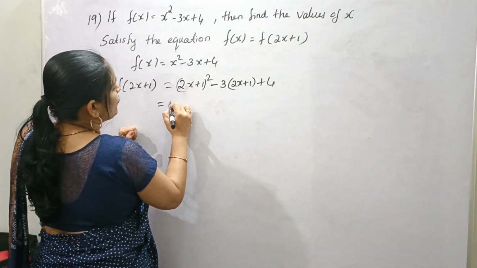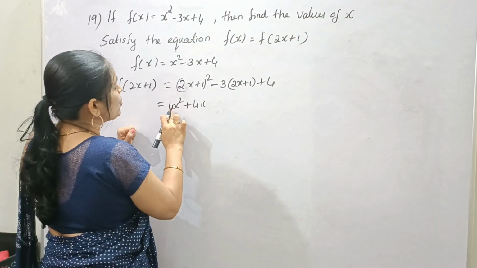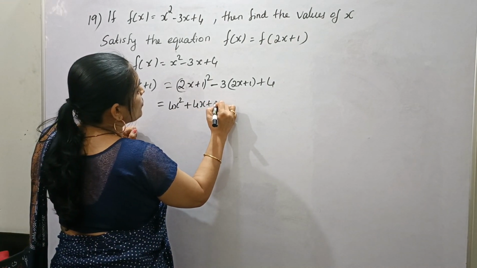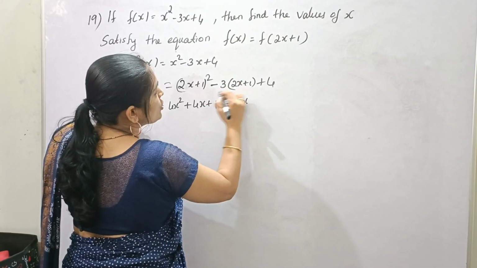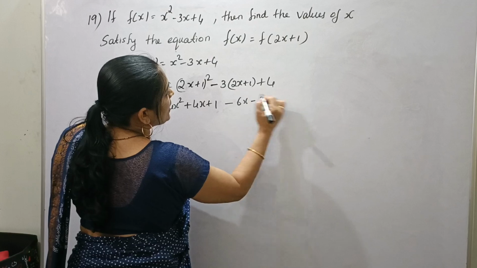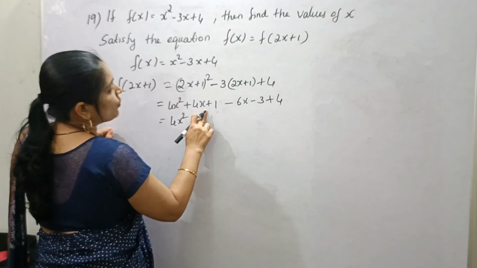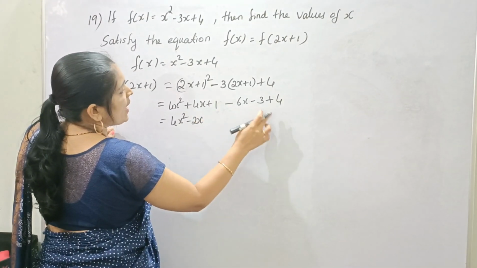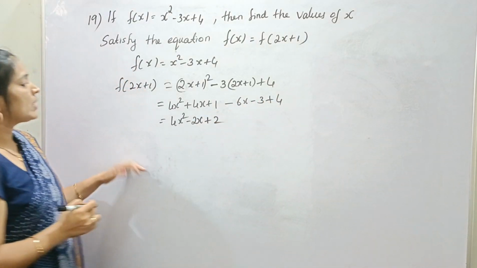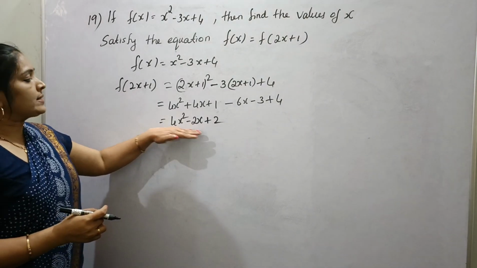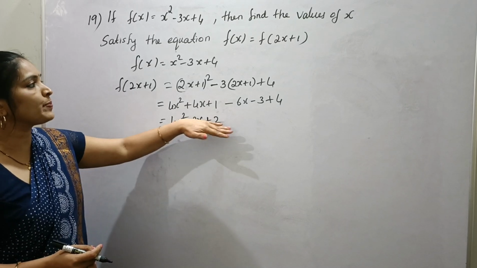That is here 4x square plus 4x plus 1, a plus b whole square form, minus 6x, substituting minus into each term, so minus 6x minus 3 plus 4. That is equal to 4x square plus 4x minus 6x, which is minus 2x, and here plus 1 minus 3 plus 4, that is 2. So f of 2x plus 1 is 4x square minus 2x plus 2.